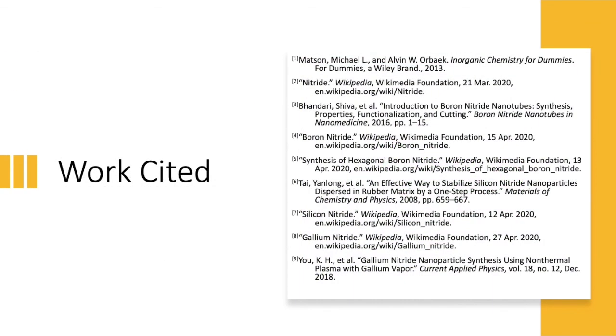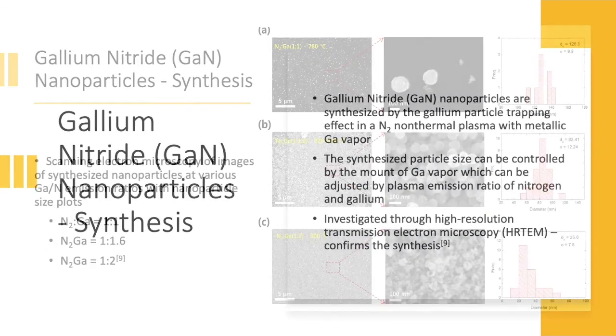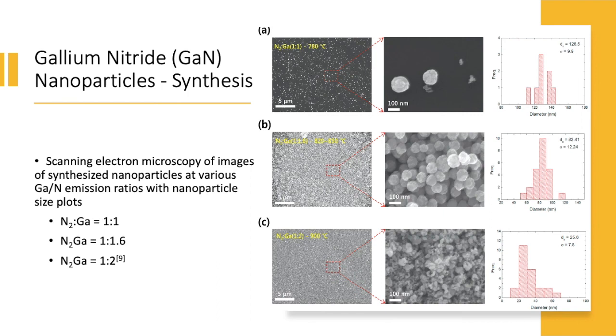And then here's my works cited page. There were quite a few studies that I was able to find about these nanoparticles, and a few Wikipedia sources. One of the studies, let me just go back. This one in particular was very interesting to read, because it was discussing how the ratio between nitrogen and gallium was able to change the particles, due to the ratios like I mentioned earlier. So it was an interesting article.